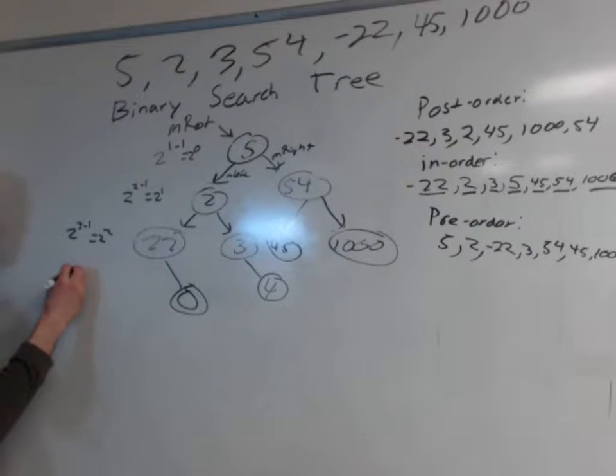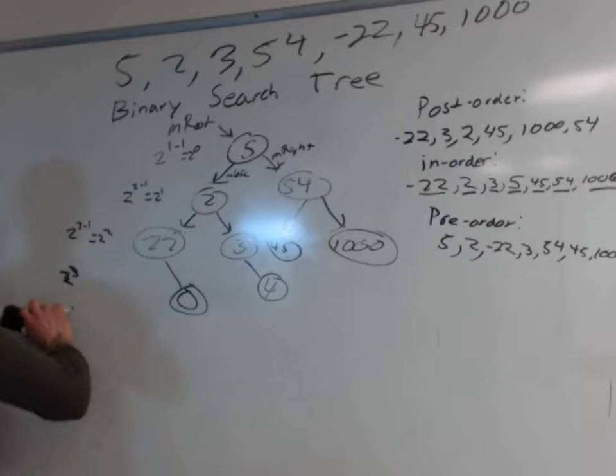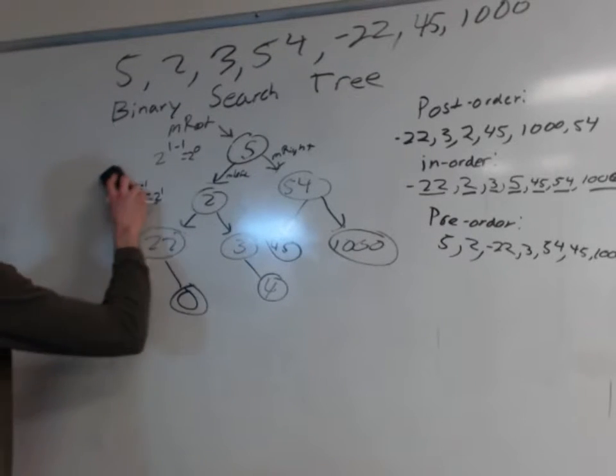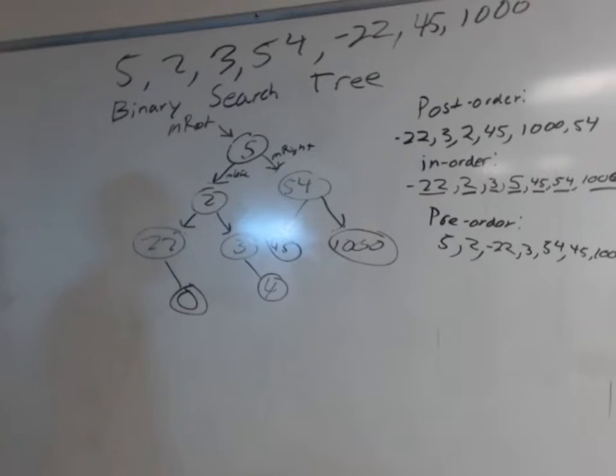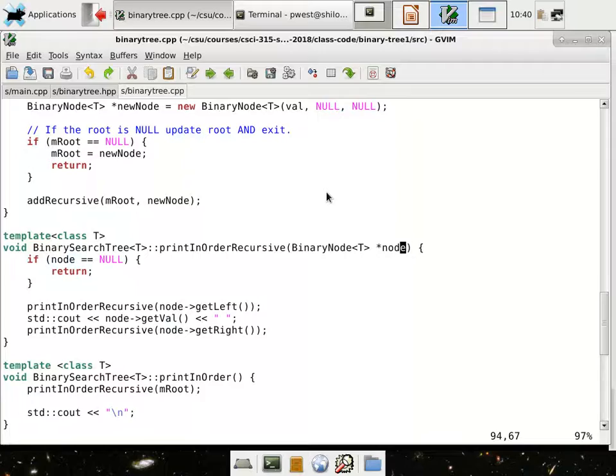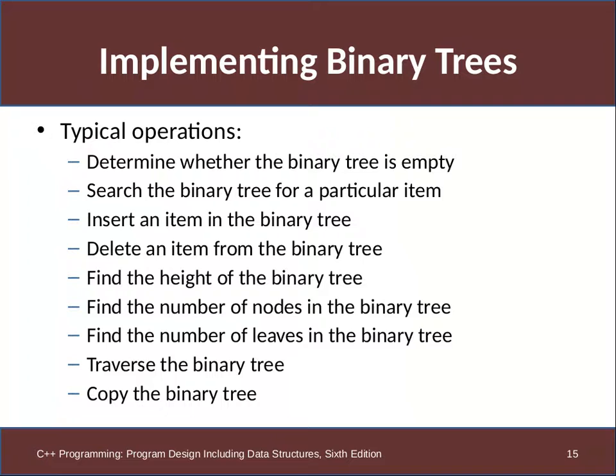2 to the 3rd, oops, wrote that backwards. 8, 16, 32, 64. Another reason why every time you go left or right, you're cutting it in half, because these levels can contain more and more. Any questions? Okay, cool.